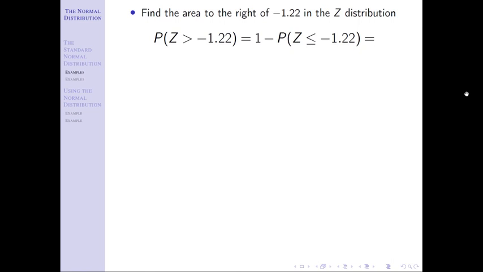Okay, I'm writing it out here to be correct because we work with a complement. The complement of greater than is less than or equal to, but the or equal to doesn't matter. So I can then rewrite this as 1 minus, and now this is what gets replaced with that number inside the table that we just found of 0.1112, subtract that from 1 and I get 0.8888.